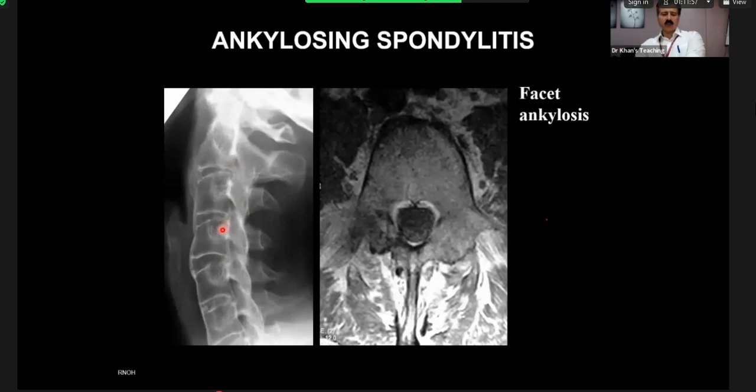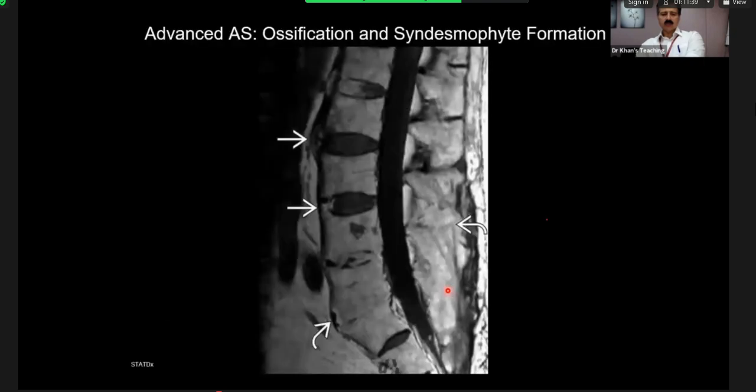X-ray of advanced case, completely ankylosed. These syndesmophytes. Look at the facet joints. They are also, posterior elements are ankylosed. And when you see an MR axial, all facet joints are completely ankylosed. Similarly here also.